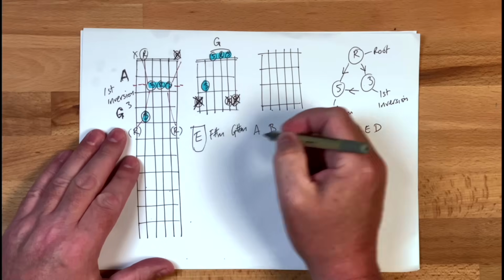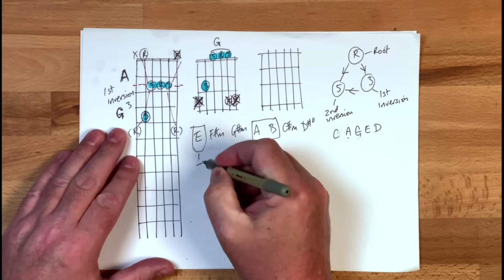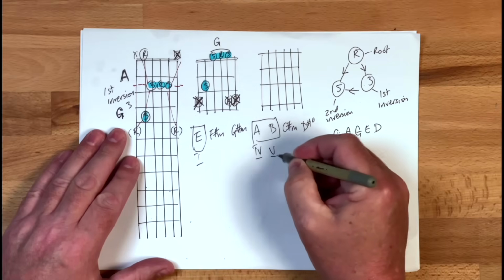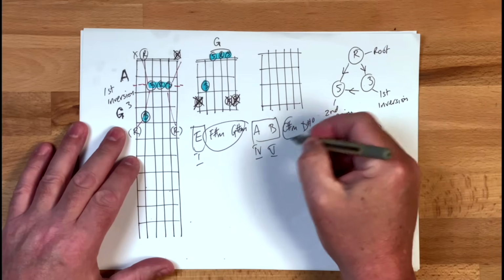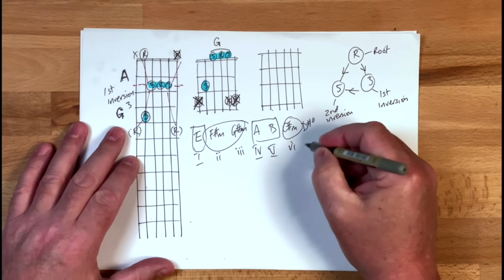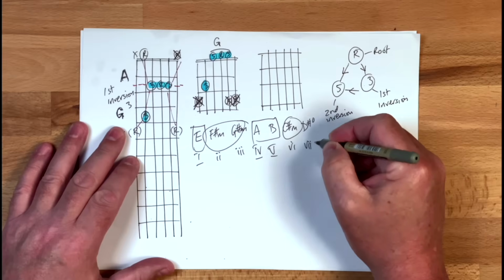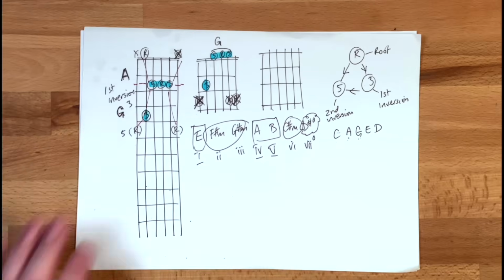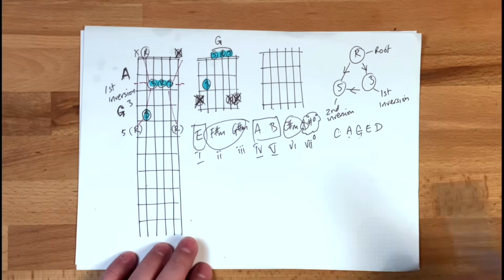But the first ones we're going to look at are these ones here. This is 1, 4, and 5. Those are the primary triads. Then we can look at 2, 3, and 6. That gives us the secondary triads. And like I say, we have the diminished at chord 7. But let's look at E, A, and B.